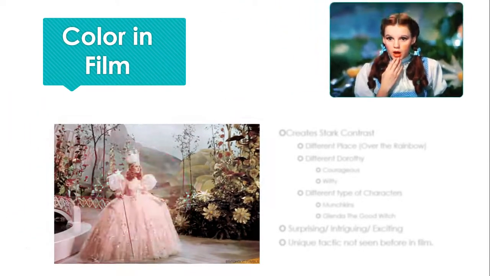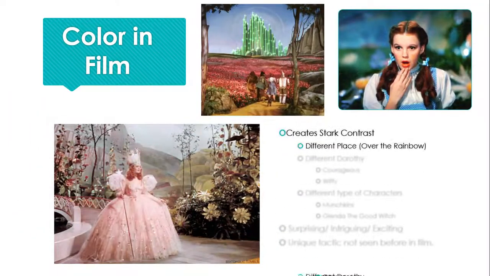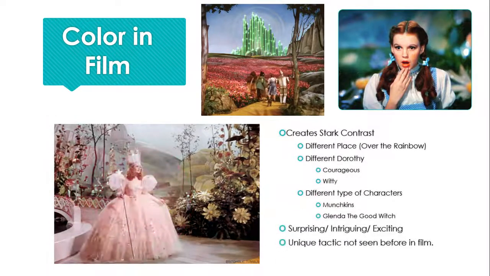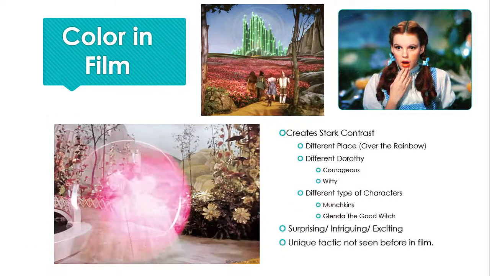Color in the film. Once color was introduced, it created a stark contrast from her home in Kansas. It helped the viewer to know that now we were in a different place. Additionally, Dorothy was different herself.